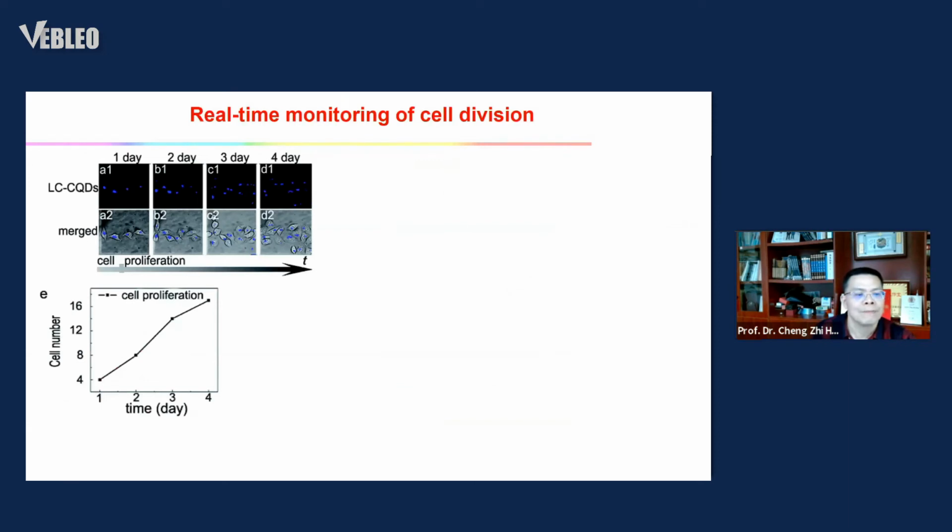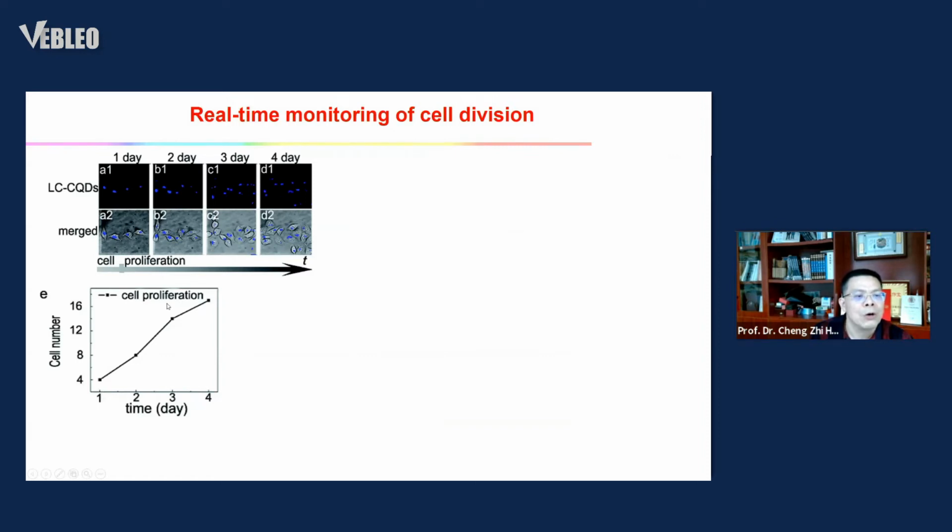In such case, we expand the capability of the L-type carbon dots further for Golgi targeting. At first, we can see that the L-type carbon dots stained cells can proceed with normal proliferation, indicating that the L-type carbon dots are very biocompatible and can be applied for long-term imaging.